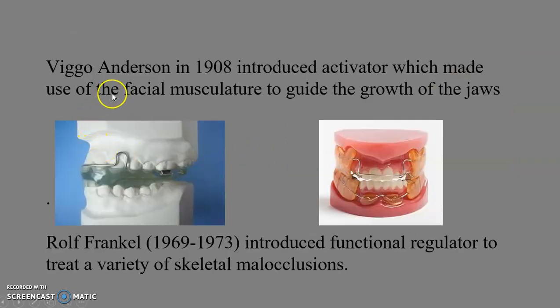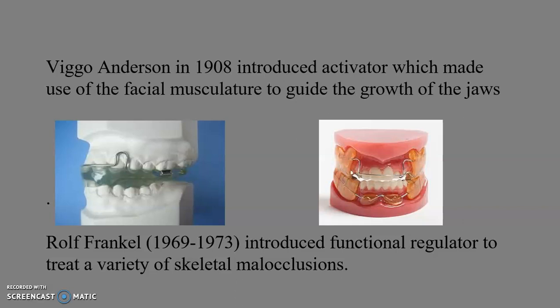Another person in the history is Viggo Andresen. He introduced the activator. This particular appliance is a myofunctional appliance. That myofunction, you will see in detail in the chapter on myofunctional appliances. This myofunctional appliance was introduced by Andresen in 1908. It is used for jaw deformity, like the correction of functional malocclusions.